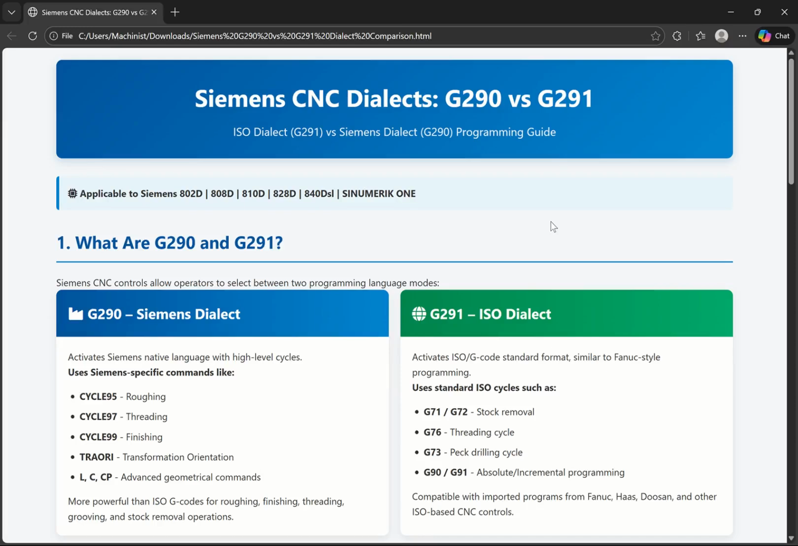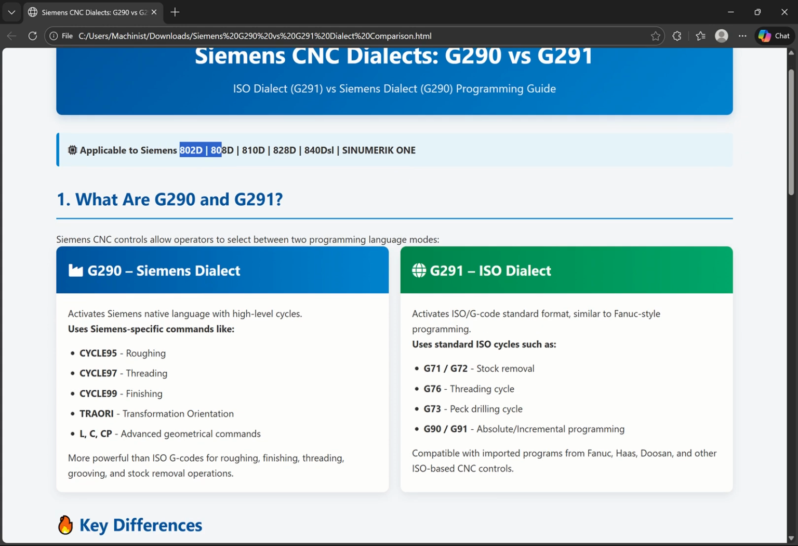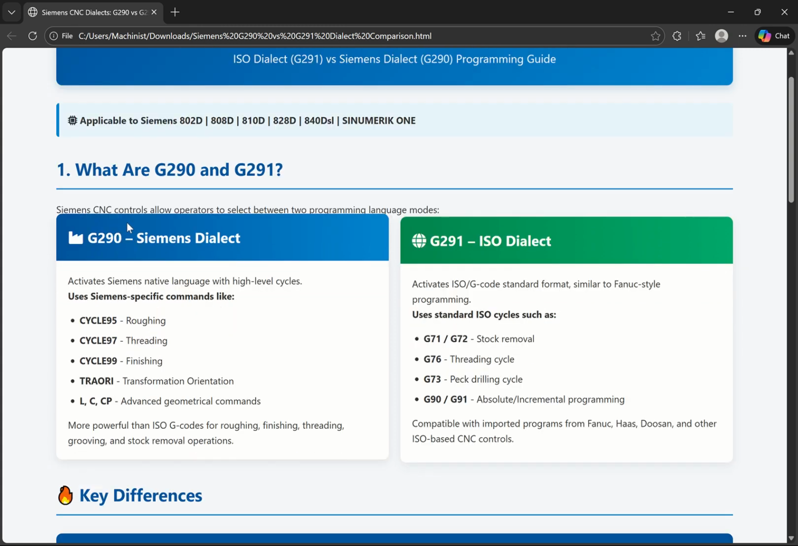Okay, just a brief overview of the Siemens CNC dialects between the Siemens ISO G291 and Siemens G290. What is the meaning of this? And also when we look at the changes in the controllers, maybe somebody is using 802, 808 or 810 or 828 or 840. Siemens controllers normally allow the operator to create two programming languages.